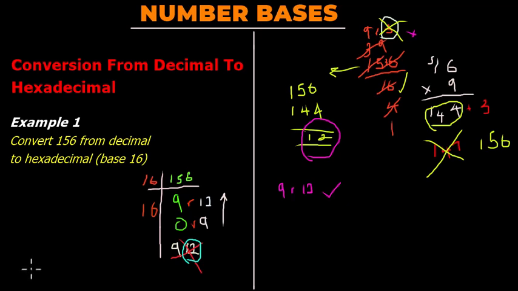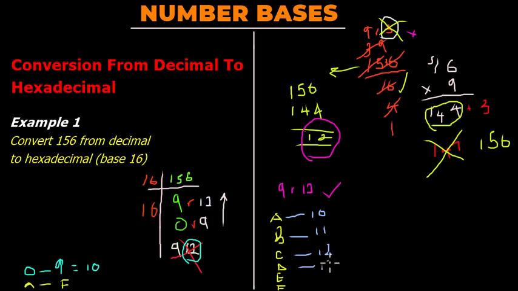Digits start from 0 and end with 9, making a total of 10 digits first. Then for 10, 11, 12, 13, 14, 15, we use letters of the alphabet, from A to F, where A is for 10. Let's write it here: A, B. So in hexadecimal, A represents 10, B represents 11, C represents 12, D represents 13, and so on.